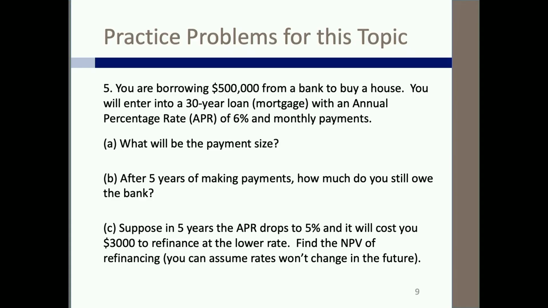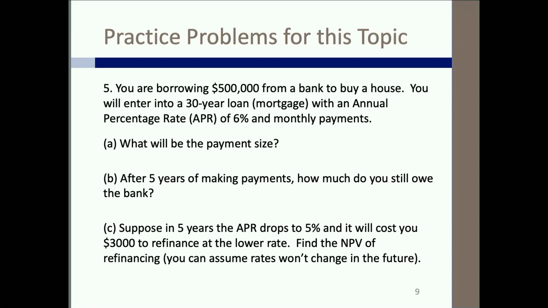So immediately your brain should think, okay, 6% monthly payments. The compounding frequency always matches the payment frequency. So if we have monthly payments, this means this quoted rate is compounded monthly. So 6% compounded monthly is identical to, or what is being communicated is 0.5% per month. That's our rate. 6% divided by 12 per month. Okay. A, what will be the payment size? So if you enter into this mortgage, what will be your monthly payment size? B, after 5 years of making payments, how much do you still owe the bank?